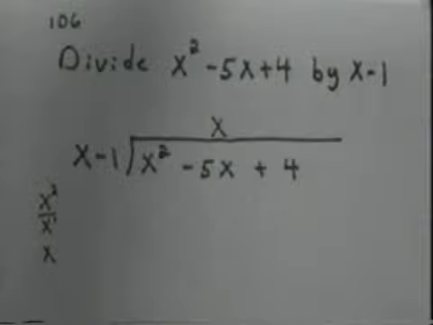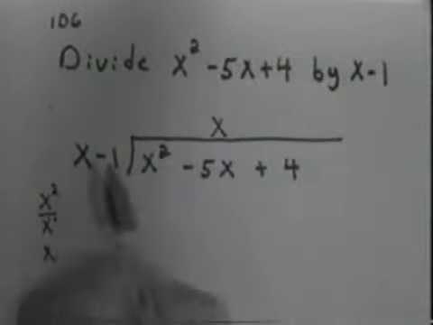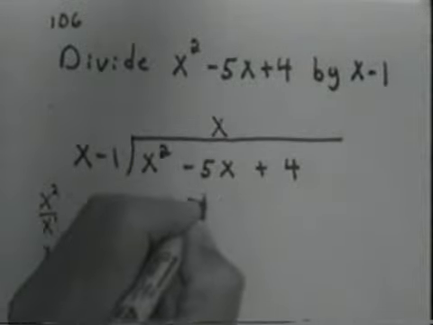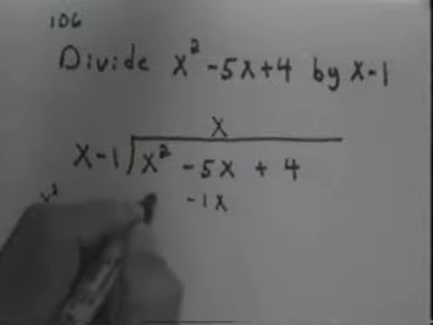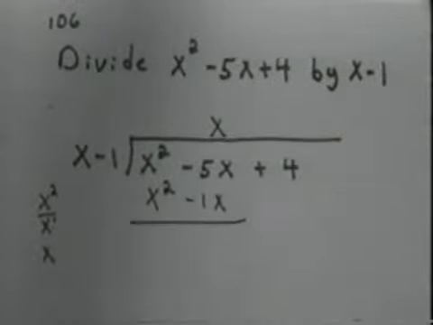Once I divide, I multiply. I multiply the x by all of the terms in the divisor. X times a negative 1 is a negative 1x. X times x is x squared. Once I multiply, I subtract.